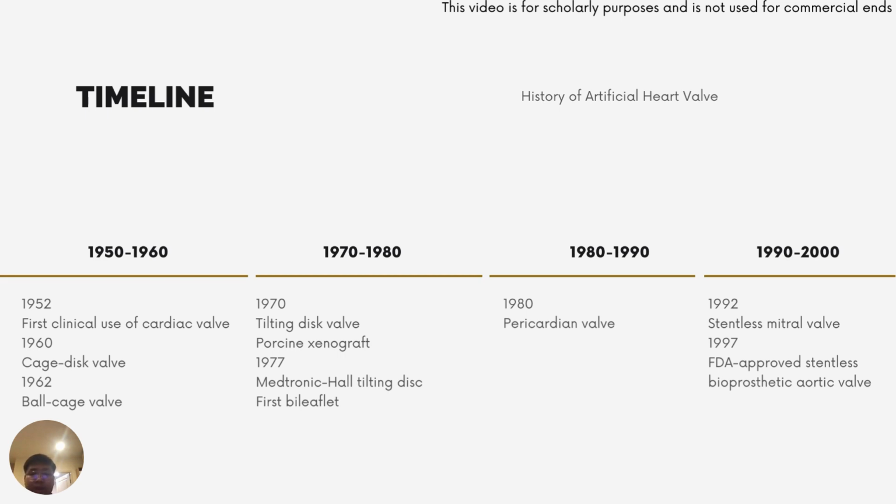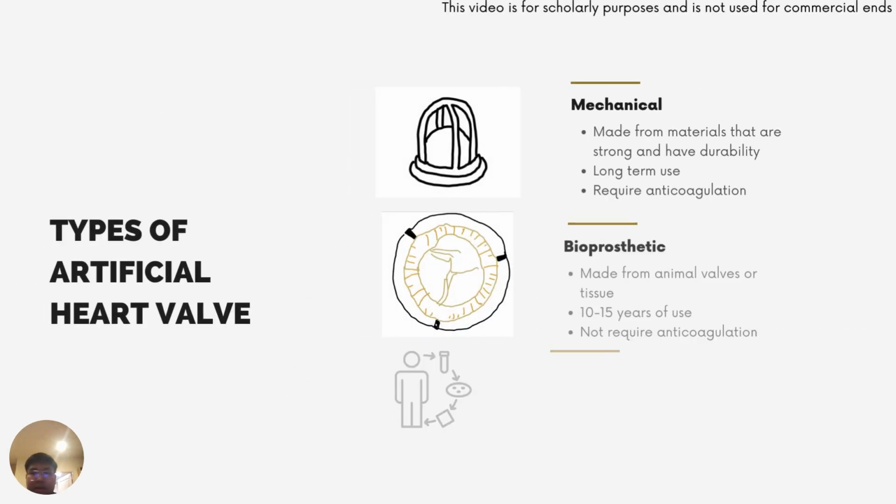A further development was the well-known Medtronic Hall tilting disc in 1977 and the first development of the bileaflet valve, followed by the xenograft from pericardium tissue to create the heart valve in 1980. Moving closer to the 1990s, there was the introduction of the stentless mitral valve, and in the late 90s, the FDA approved the stentless bioprosthetic aortic valve.